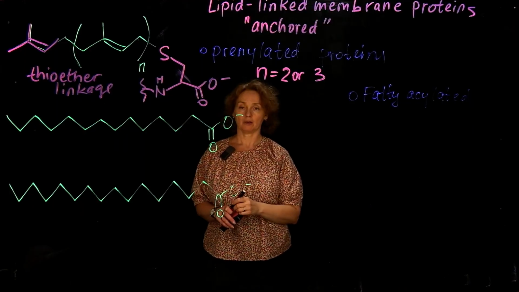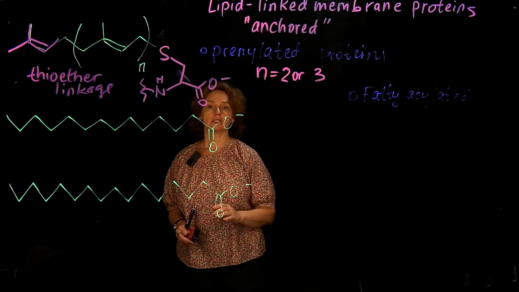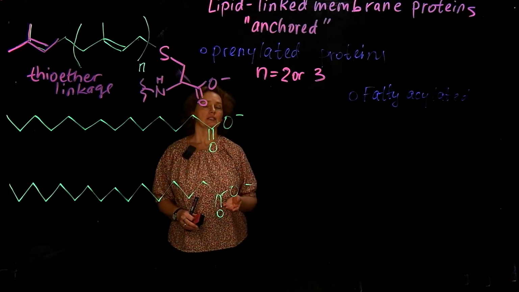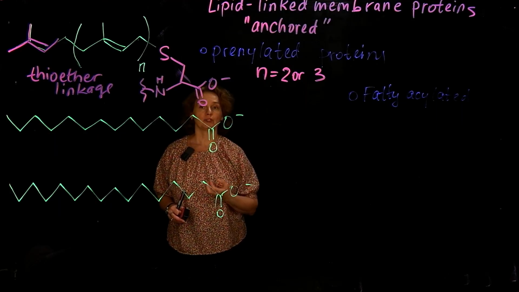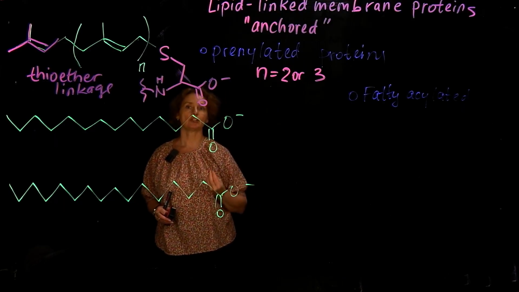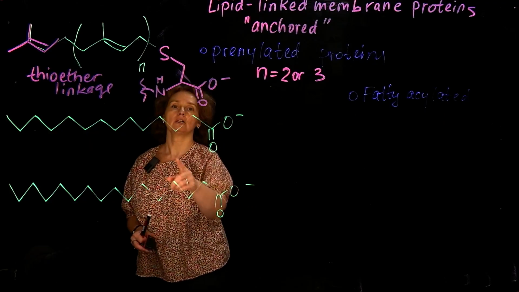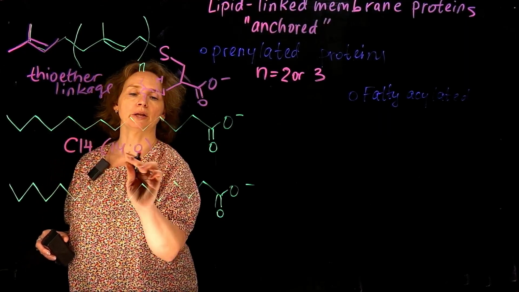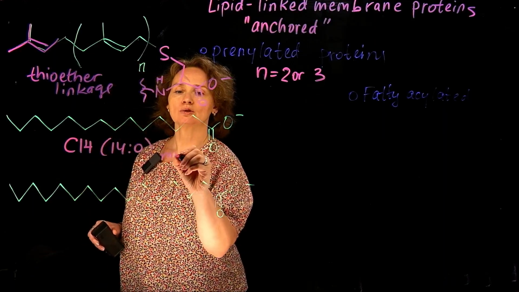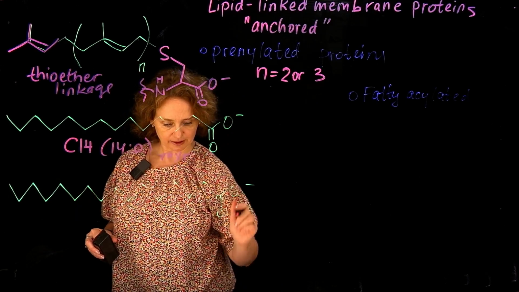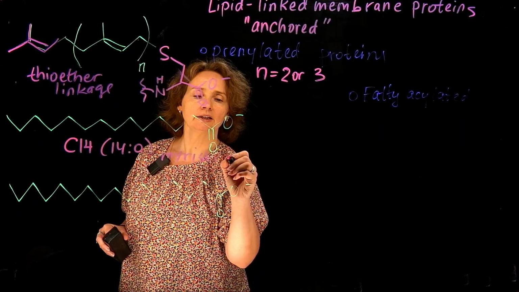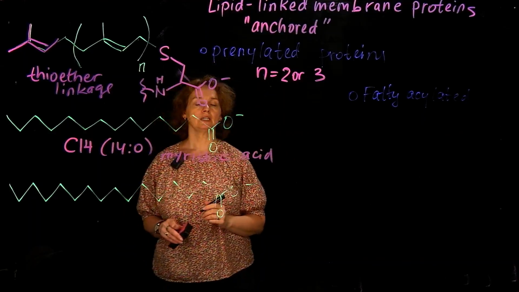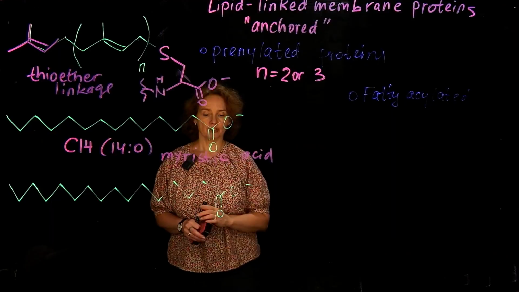For the second group of lipid-linked membrane proteins, we have 2 types of fatty acids that can be attached to the protein. And depending on the type of fatty acid, the attachment and the type of amino acid side chain to which it attaches would be different. So here we deal with myristic acid that has 14 carbon atoms and no double bonds. Those proteins are called myristylated, but the fatty acid is called myristic. And the attachment here will be via amide linkage.